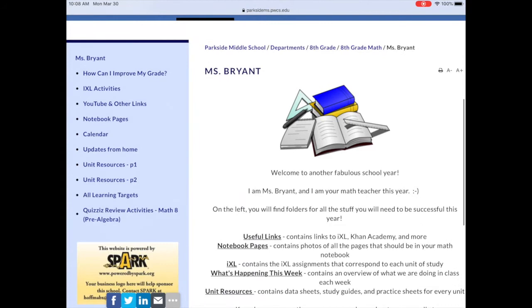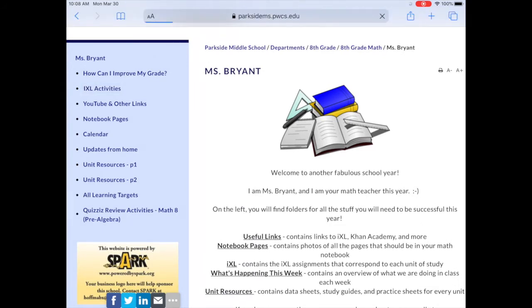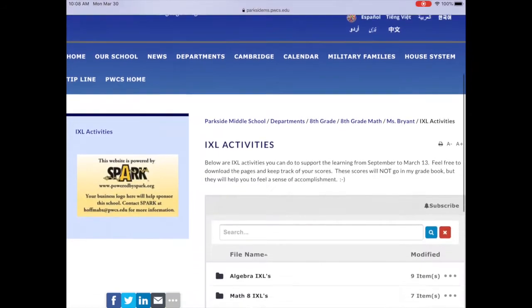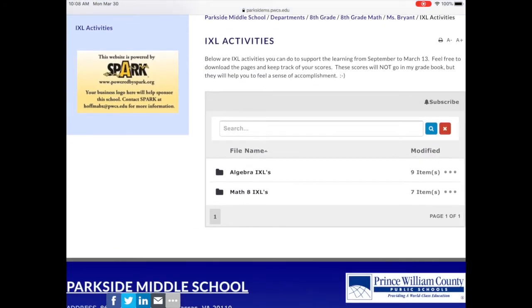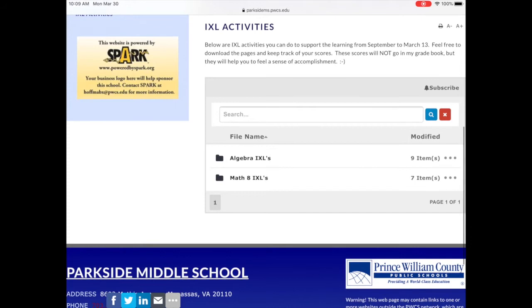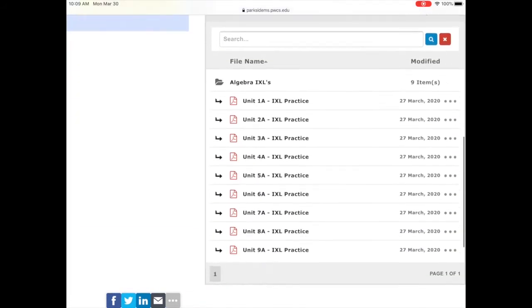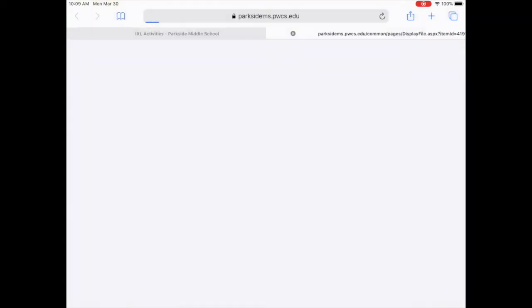All right. The second bullet is IXL activities. So if you click on that, you will see all the IXLs that you can do for practice. Now, for some of them from Math 8, I listed the IXLs that you can do to improve your grade. The other IXLs are just for practice, okay? So if you click on your subject, either Math 8, which is periods 1 through 4, or Algebra, which is P5, you will find documents with all of the IXLs that would match up with your units. So for example, let me click on Unit 4A. By the way, A stands for algebra. So if you see anything that has an A after it, that's an algebra activity.